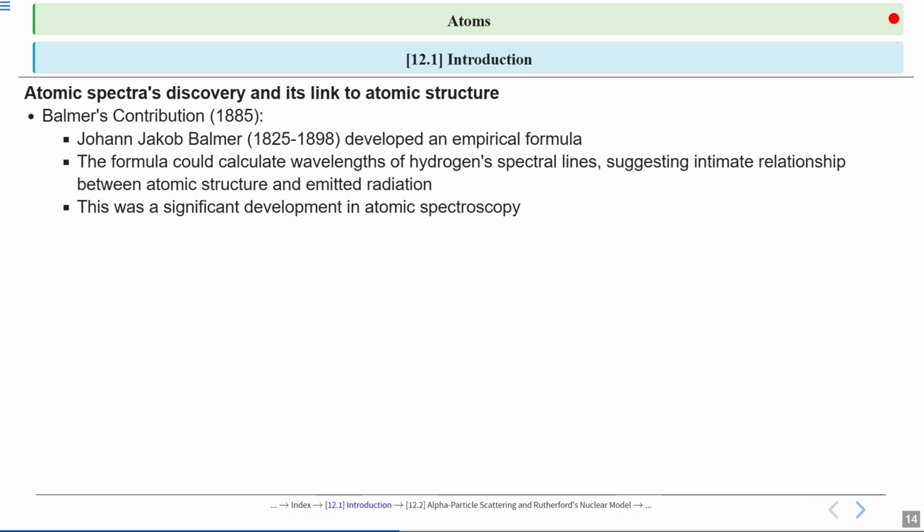Balmer's work showed that there was a pattern to these emissions, hinting that atoms have specific energy levels. This idea would later be crucial for the development of quantum theory.